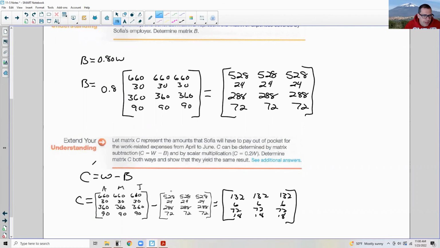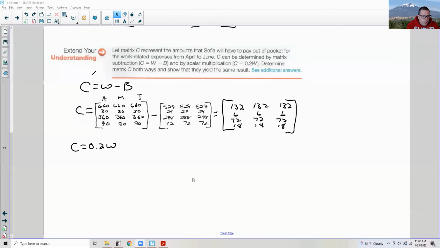Okay, so it was just 660 minus 528 gives us 132, 30 minus 24 is 6, 360 minus 288 is 72, and 90 minus 72 is 18, but we can do it all in our calculator as well. Okay, so now we have to do this C equals 0.2W. This is scalar multiplication. So here we go.